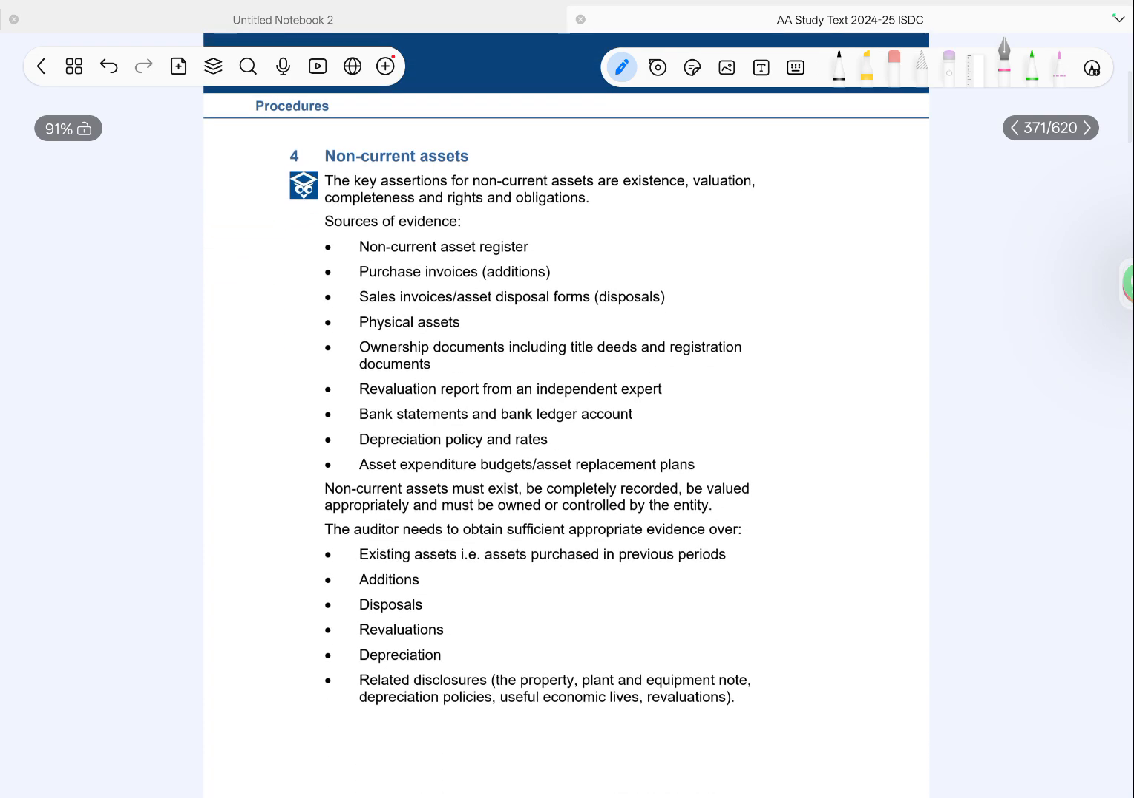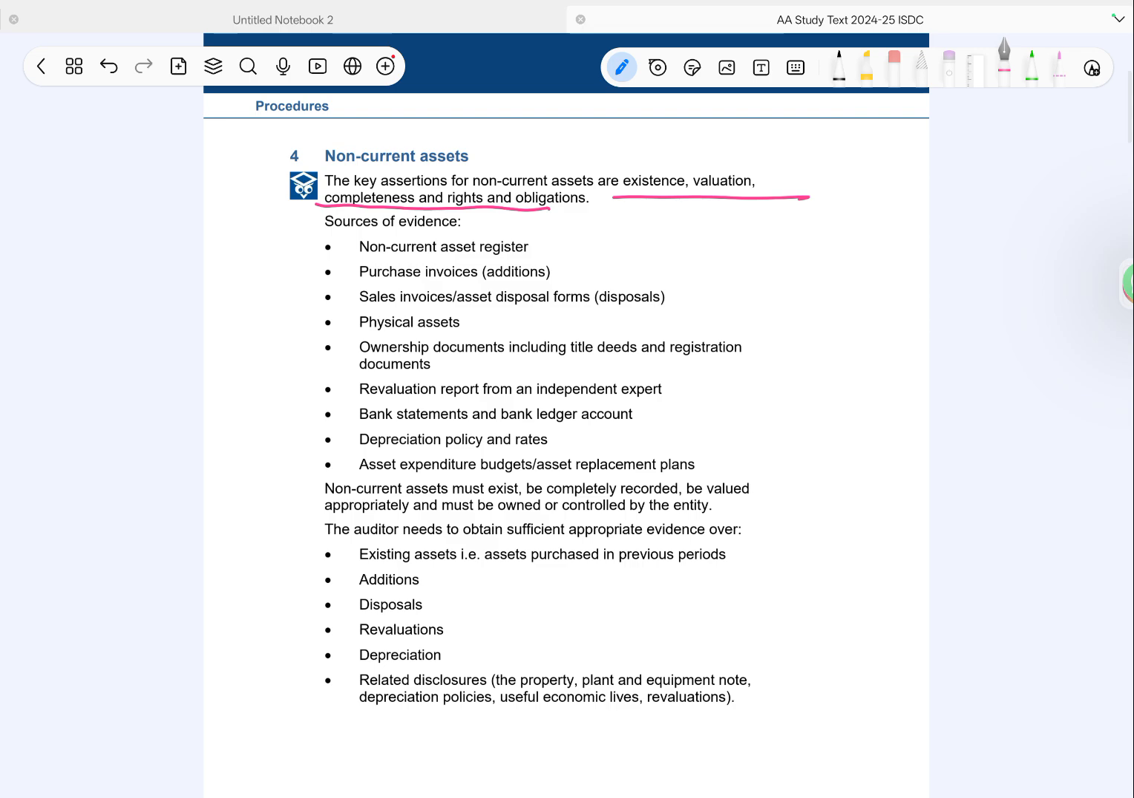For non-current assets, the key assertions are existence, valuation, completeness, and rights and obligations. This means assets must exist, be fully recorded, be valued correctly, and must belong to the business. There are several important sources of evidence, including the assets register, purchase and sales invoices, physical assets, ownership documents, revaluation reports, and bank records. The auditor needs to gather evidence across different areas: existing assets, new additions, disposals, revaluations, and depreciation. For existing assets, physical verification helps confirm existence.